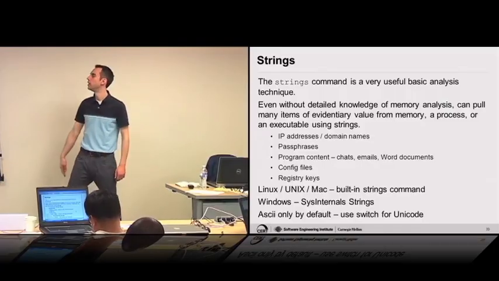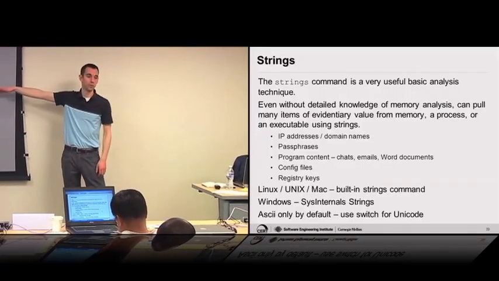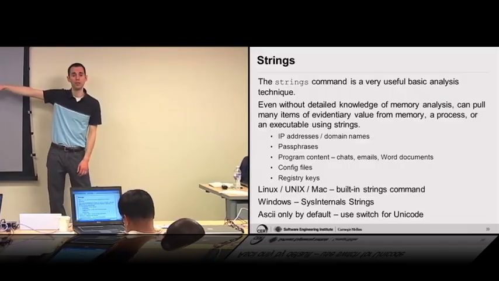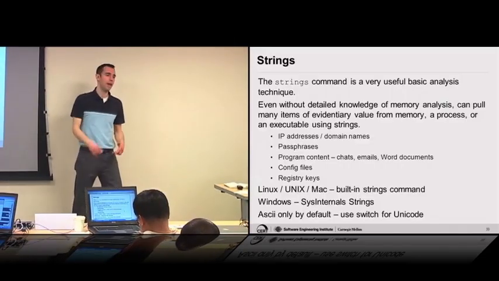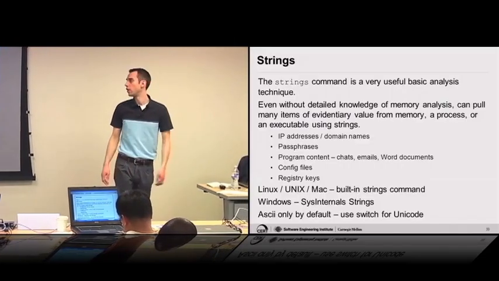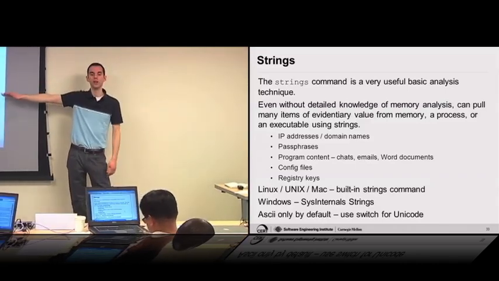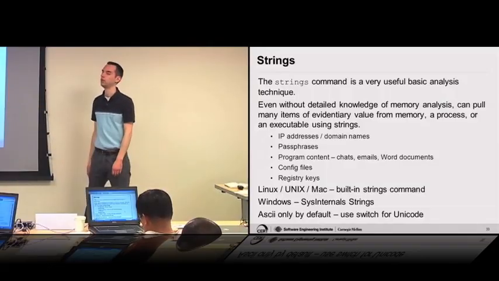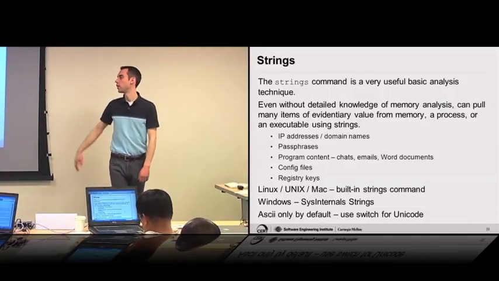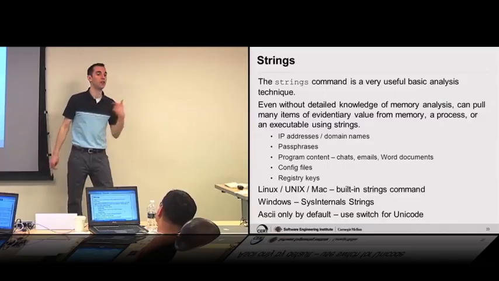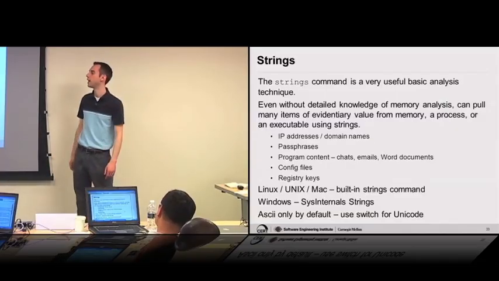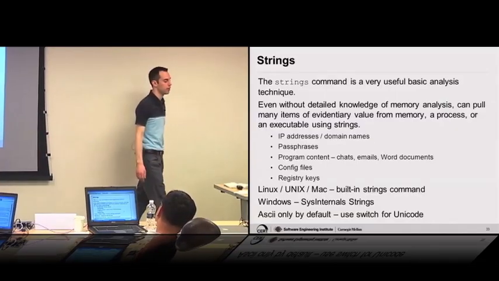This is applicable to anything, but it allows you to get information out of memory, from processes, such as IP addresses or domain names, passphrases that may have been used, or words that are also associated with it. It can be good for generating word lists for password attacks if you need to go down that route. It can also get you program content like chat communications, Word documents, emails, things like that. Configuration files and registry keys.